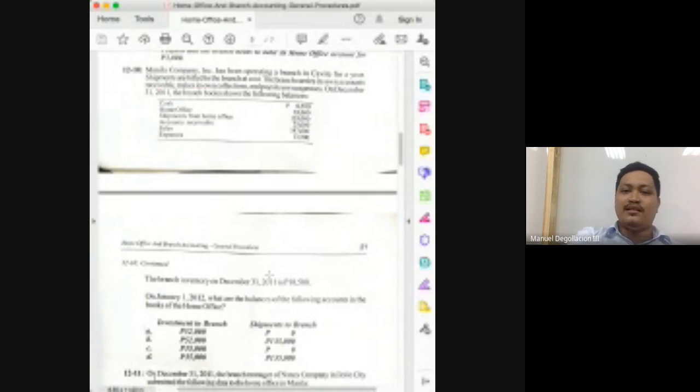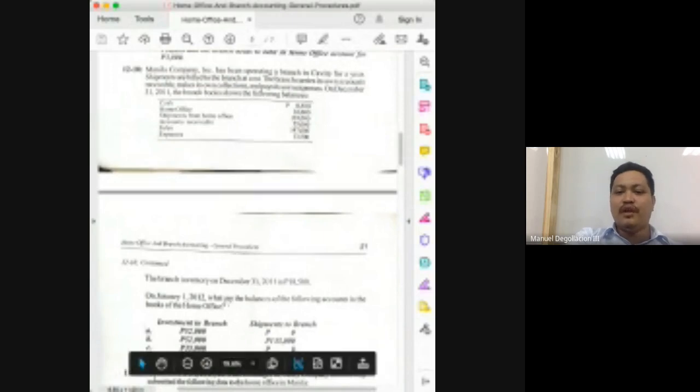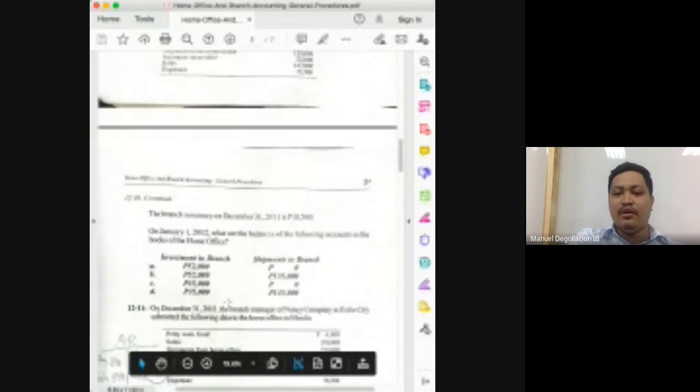Once that is done, how much then would be the balance of your home office? 52,000. And what do we know? Whatever is the adjusted or correct balance of your home office would also be the balance of your investment in branch. So we know that our answer here would either be A or B.